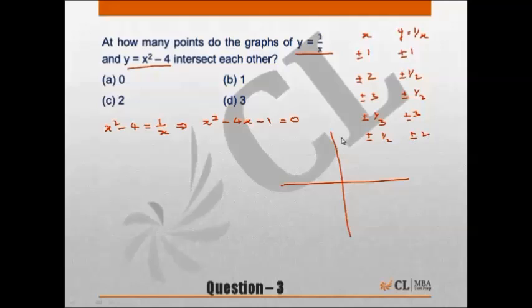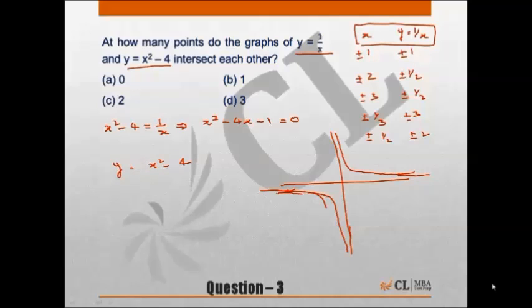Or in other words, the graph of y equal to 1 by x will be something like this, and okay, obviously they will meet at infinity. They will meet at infinity out here and similarly out here. Okay. So this is the kind of graph we'll have for y equal to 1 by x. Let's look at y equal to x square minus 4.